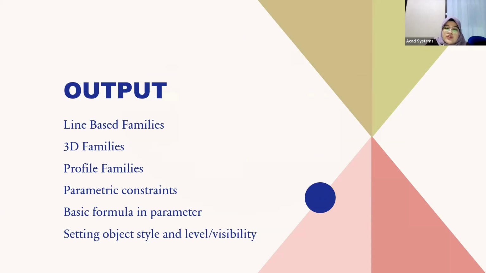After that, we're going to associate the parametric constraints and also the basic formula for the parameters. And lastly, we're going to set the object style for our hanger and also the level of visibility view for our hanger when it's inside a project.